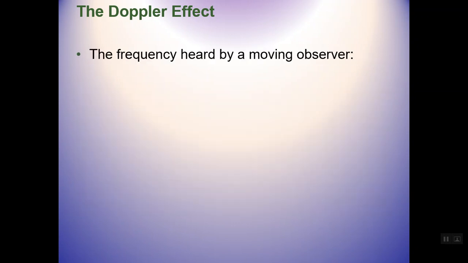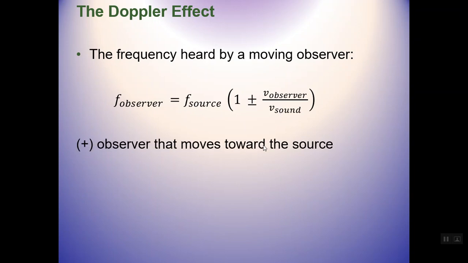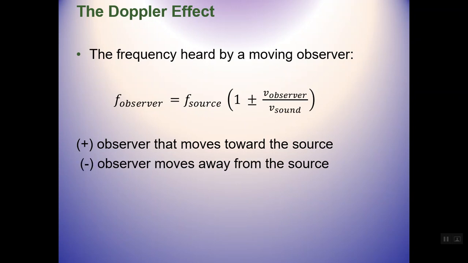We can calculate the frequency heard by a moving observer by using the following equation, where F observer, the frequency at the observer, is equal to the frequency of the source times 1 plus or minus V observer over V sound. The plus sign is used for an observer that moves toward the source, and the minus sign is used for an observer that moves away from the source. We need to solve some examples related to this relation.